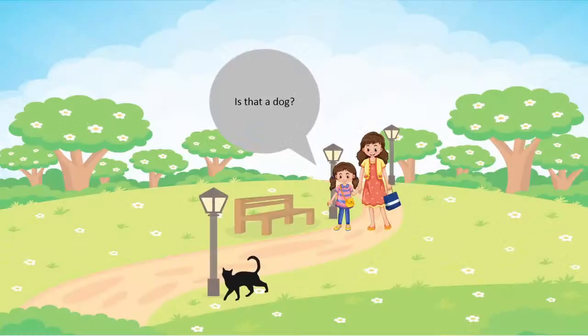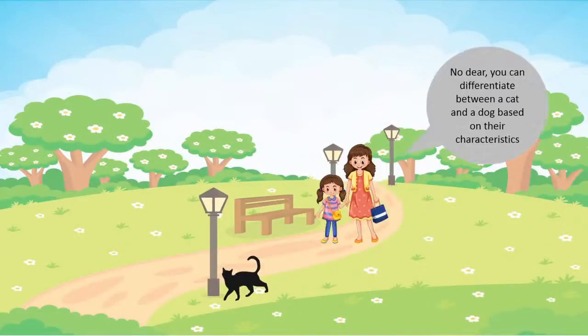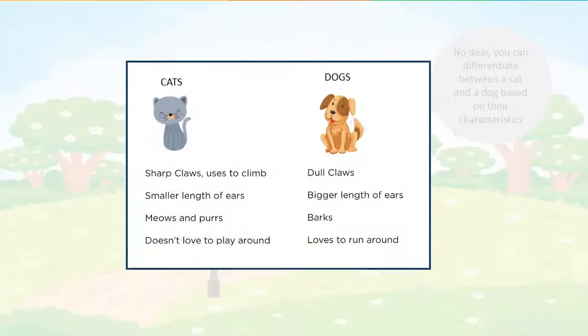Is that a dog? Little kid looking over there and watching the black cat cross their path. No, dear, you can differentiate between a cat and a dog based on their characteristics. Cats have sharp claws, used to climb, smaller length of ears, meows and purrs, doesn't love to play around. Dogs have dull claws, bigger length of ears, barks, loves to run around. You usually don't see a cat running around people, although I do have a cat that does that, where dogs do.